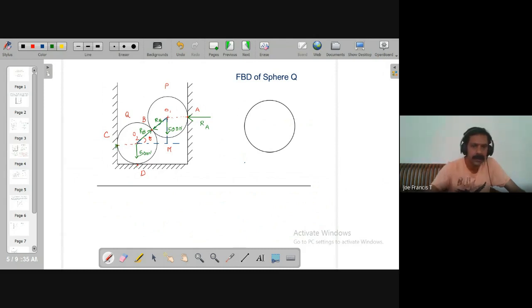Now you come to this side at C. This vertical wall will be a support to sphere Q. So you have a reaction at C. That will be the third force. You'll have a horizontal reaction acting at C. I'll mark it as RC.